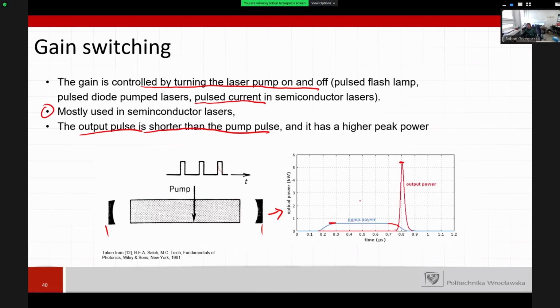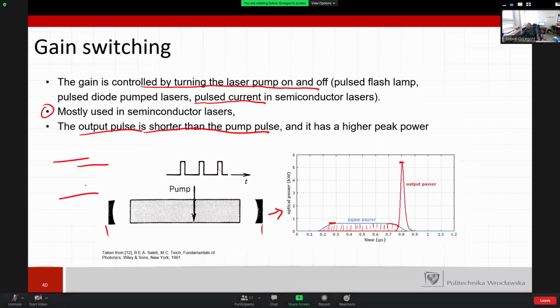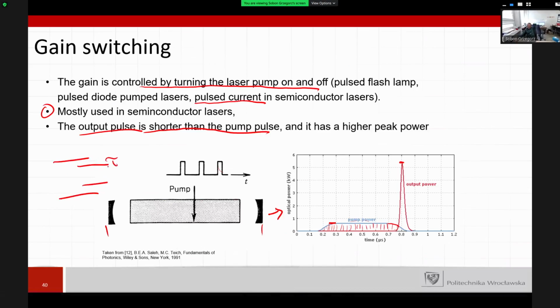You might be wondering how, but generally the energy is conserved here, because the pump pulse was much longer, and the gain medium was storing the energy because of the long lifetime of this energy level here. So it was storing the energy, but then suddenly it released the energy in the form of a very short pulse.